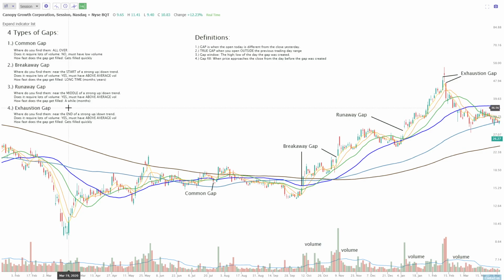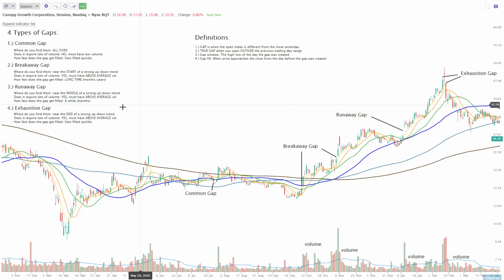And then the exhaustion gap is the final gap that you'll see. You'll see that at the end of a prolonged, strong trend, whether it's up or down, does not matter. And it requires lots of volume. It's all the people in the auction that just have to have it. They don't care what price, they're going to buy it right now at the end of the auction. And when it ends, there's no one left to buy, and ultimately the trend reverses.